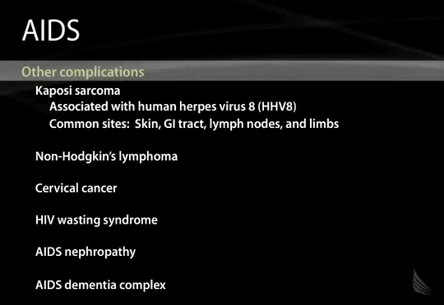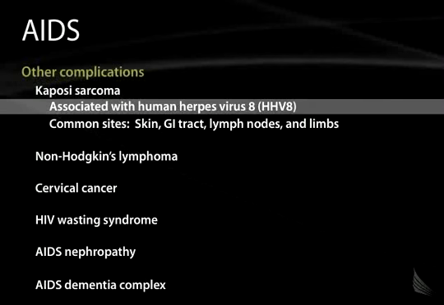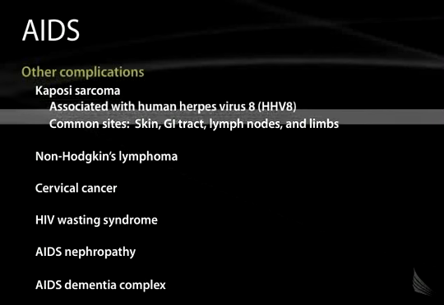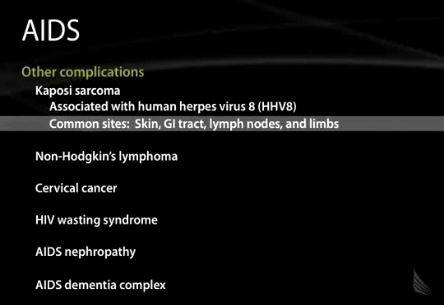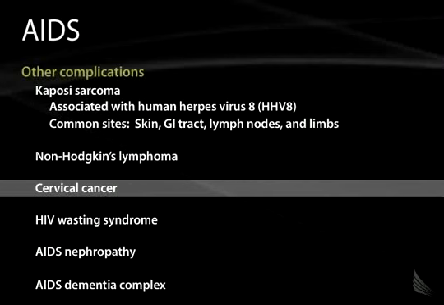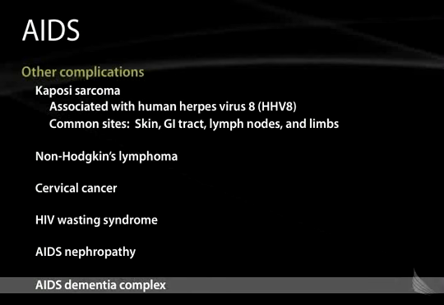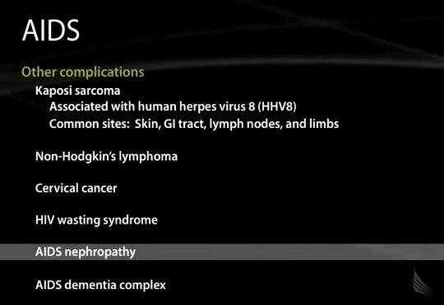Other complications of HIV infection can be things such as Kaposi's sarcoma, a particular form of sarcoma associated with the infection with the human herpes virus 8. You will see Kaposi's within the skin, the GI tract, lymph nodes, and limbs. Patients with HIV are at increased risk for various non-Hodgkin's lymphoma, cervical cancer, and then can also develop various disorders that we do not have a particular good explanation for, but are associated with infection with HIV. This includes a particular form of wasting disease, simply known as the HIV wasting syndrome, and then a particular form of HIV dementia, whose pathogenesis is at this time still unclear to us. These patients can also develop infections in their kidneys with a particular form of AIDS nephropathy developing.